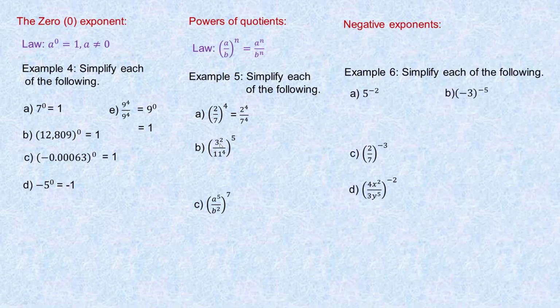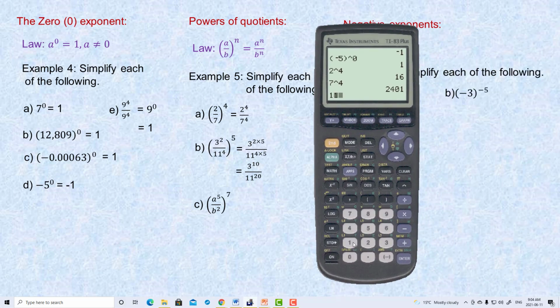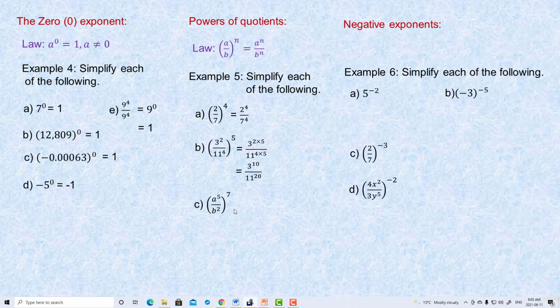B here, 3 squared over 11 to the 4th raised to the exponent 5. So see, that's the power of a power rule. So the 2 times 5 here and the 4 times 5 in this exponent. So this would be 3 to the 10th over 11 to the 20th. I'm not going to bother to evaluate that one because it's just too huge. If you know anything about scientific notation, 11 to the exponent 20 is 6 point, and then there would be 20 decimal places. So it's a huge, huge number.